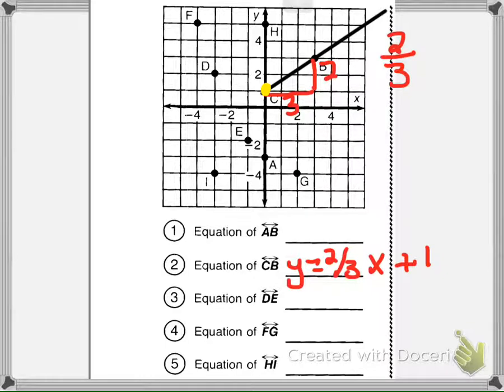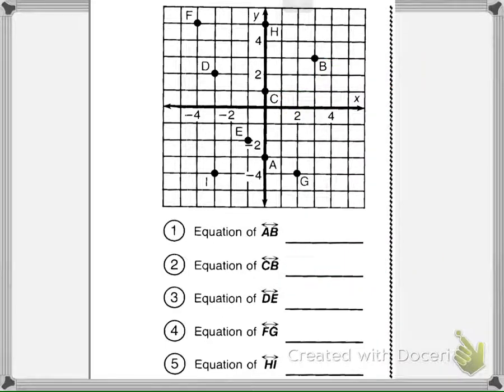Number 3. Again, turn off the video. You should know how to do this now, and check it when you're done. Don't forget to use your ruler. Okay, so now I'm doing DE.